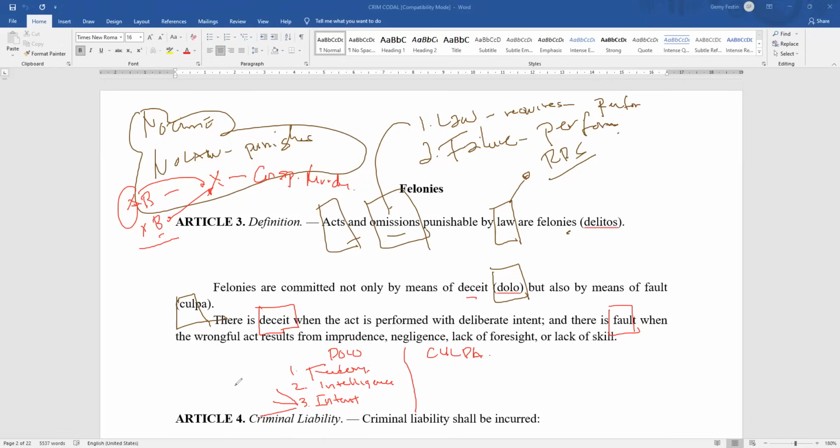Intent could mean malice, evil intent, bad faith. Di ba? Pare-pareho yan. Pag culpa, there's also freedom, intelligence, but they differ on the third element. In culpa, merong imprudence, negligence, lack of foresight, and lack of skill.